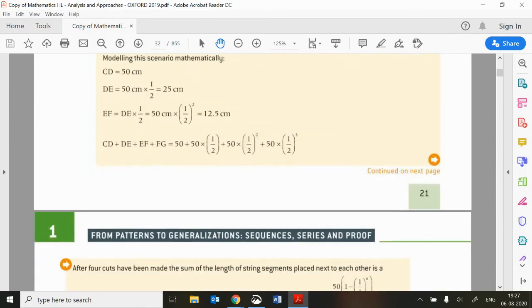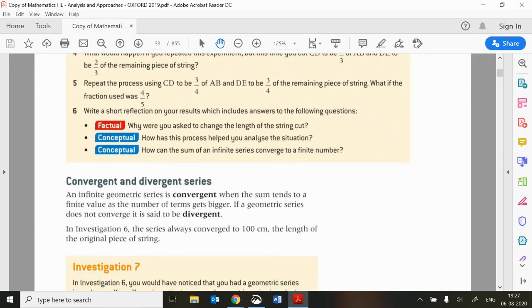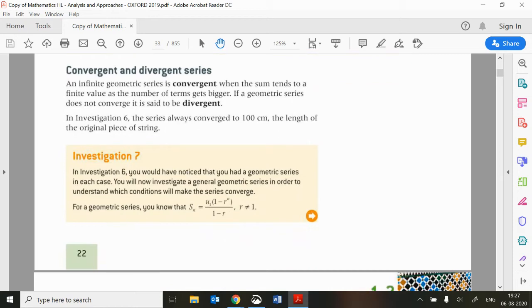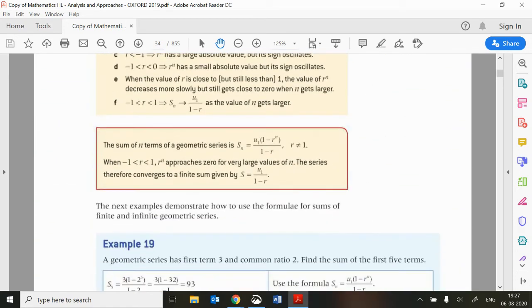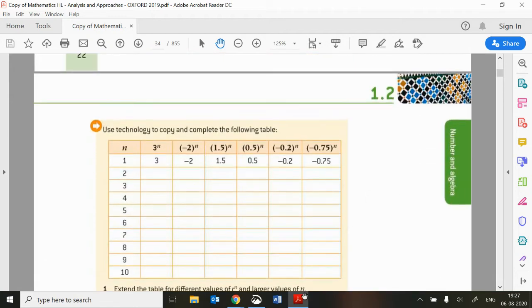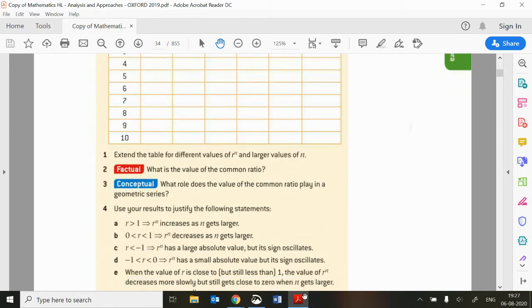I'm skipping the investigation. You might want to do it. Some of these investigations are really good, in fact. But I'm skipping that because I'm just dealing with questions. I'm not going to use the technology here as well, although I might do a little bit on Excel about this in a while. You can do all of these on Excel and you set it up really nicely where r is a variable which you can change and get graphs out from it. I might do that in a bit.